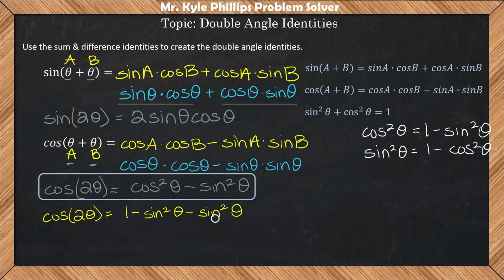Now you see I have like terms: negative sine squared minus sine squared. So here, cosine of 2 theta is 1 minus 2 sine squared theta. All right, that's another variation here. So we'll draw a box around this too.